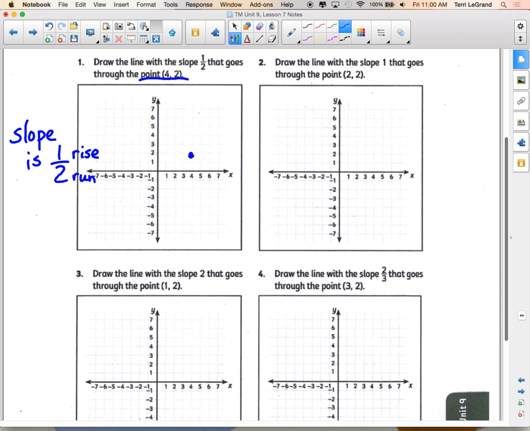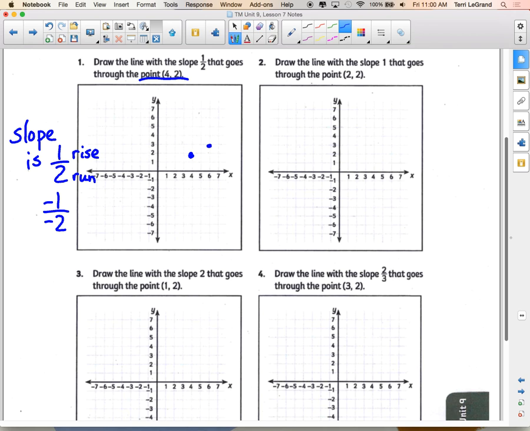This is not easy on my graph. But whenever we graph, we're going to get in the habit of always having 3 points. If this was a -1 over a -2, would that still be a positive 1/2? What's a negative divided by a negative? Positive. So wouldn't that still be a positive 1/2?